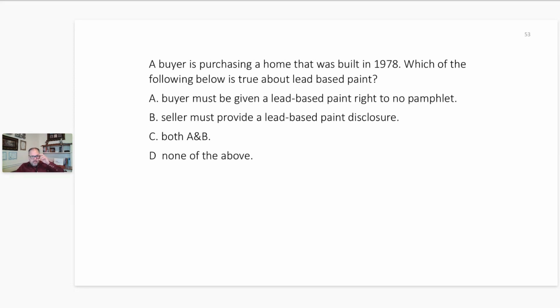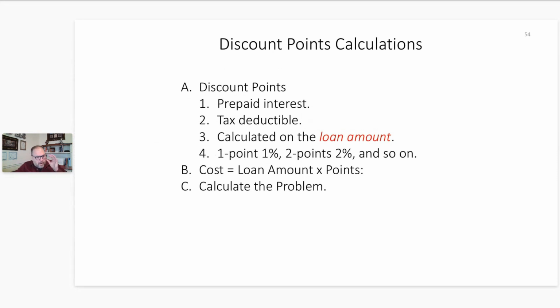Okay. All right, discount points. Another calculation that you want to know how to do in finance. Discount points, very important. Remember, it's the loan amount. You're taking the amount of points. 1 point equals 1%, 2 points, 2%, and so on. The formula is nothing more than the cost of the points equals the loan amount times the number of points. So $100,000 loan, 2 points, 2% of $100,000, $2,000 is the cost of the loan. That's how you calculate that.